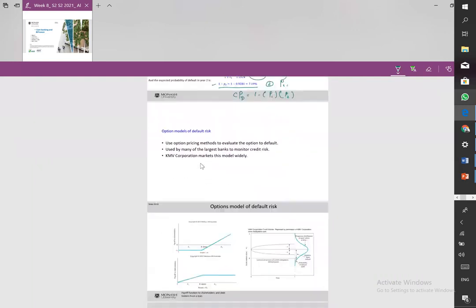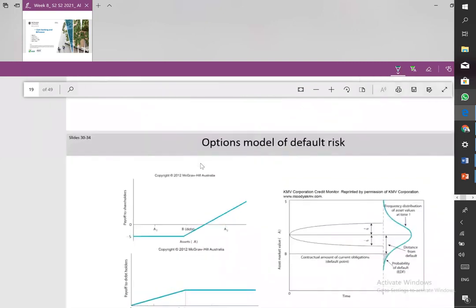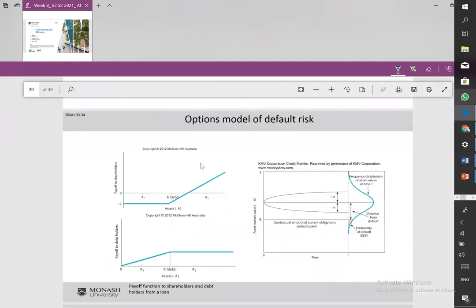Now let's go to the next model, which is the asset pricing model, which we call the option model. The concept is a little bit different, and I want to explain it here. There are so many companies, and this model was developed after the option model, which got the Nobel Prize.